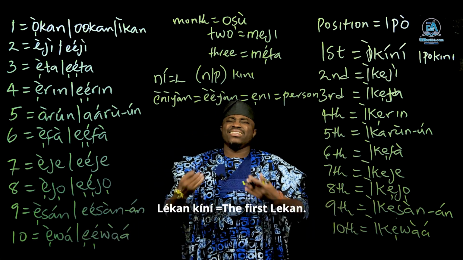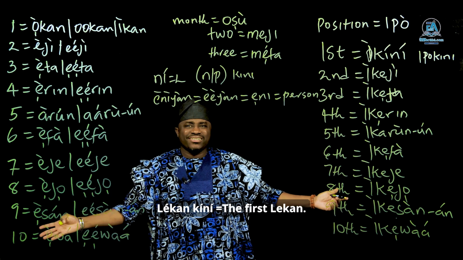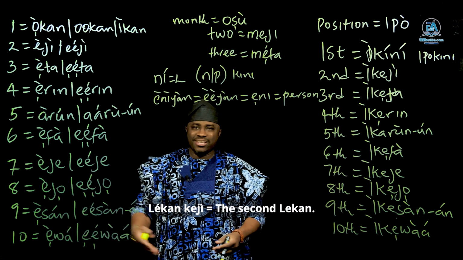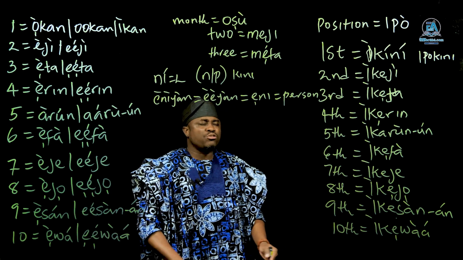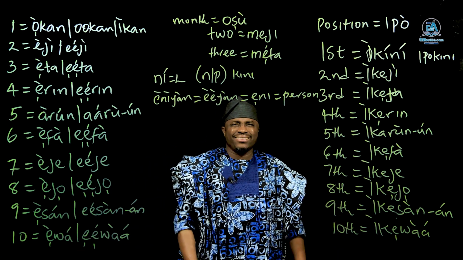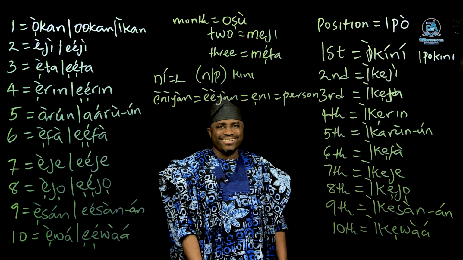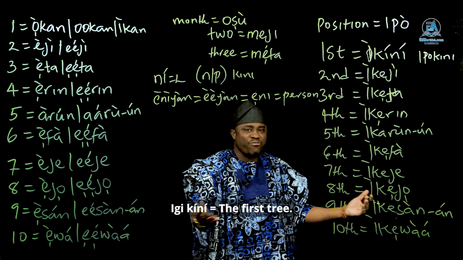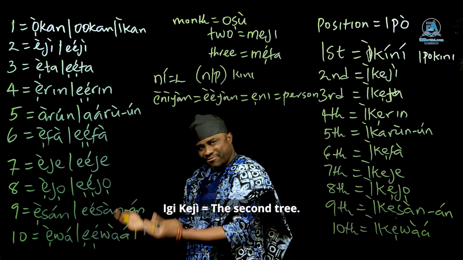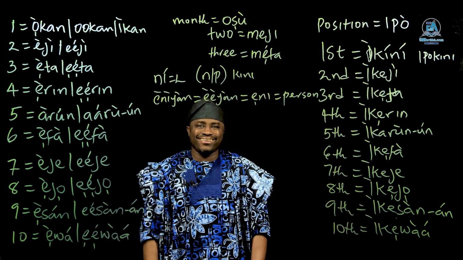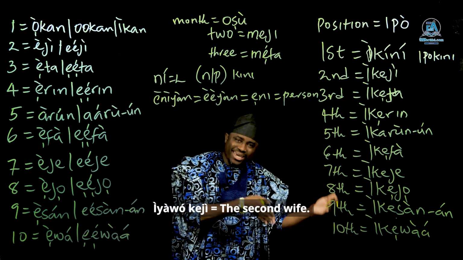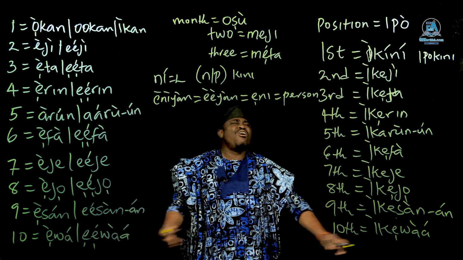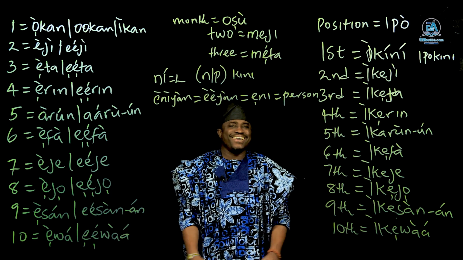Lẹ́kan kíní, the first time. Lẹ́kan kejì, the second time. Lẹ́kan kẹta, the third time. Right. So anything, noun or pronoun. Igi kíní, the first tree. Igi kejì, the second tree. Ìyàwó kíní, the first wife. Ìyàwó kejì, the second wife. On and on and on. You're good.